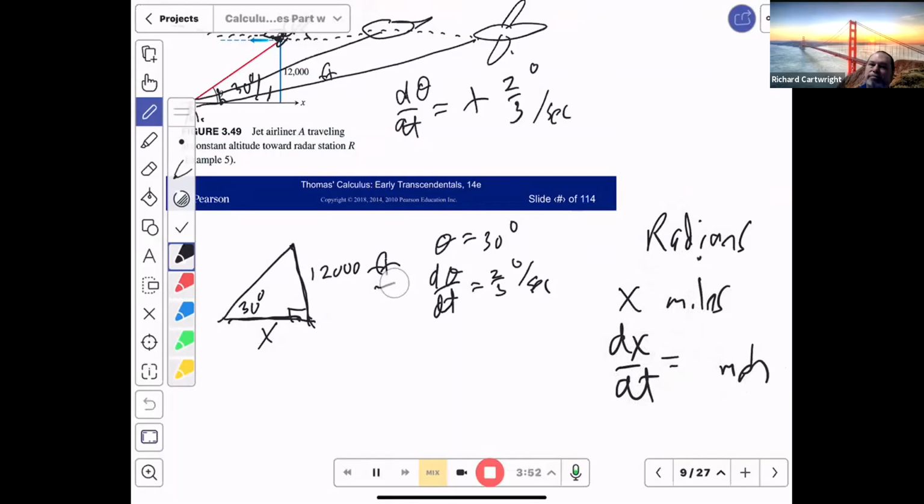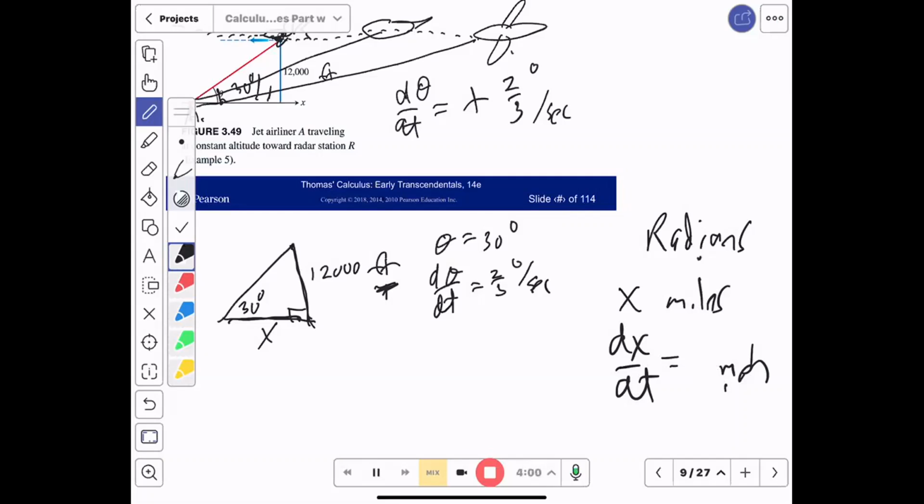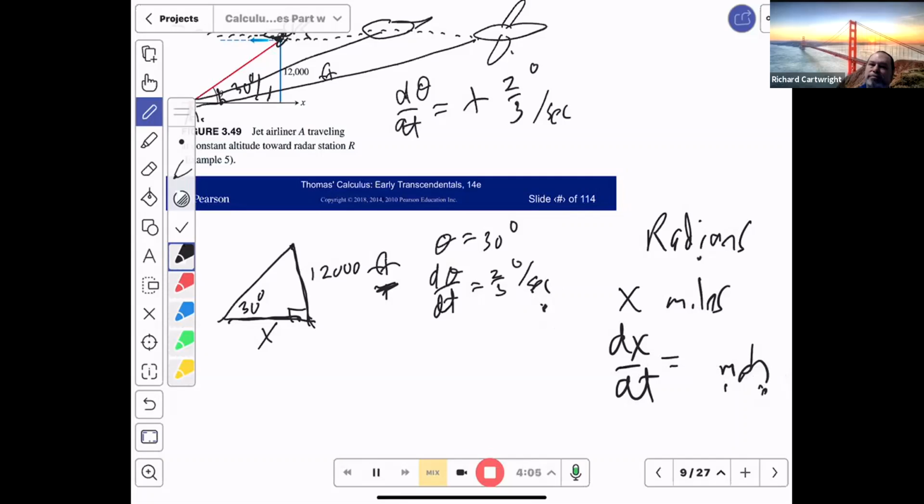Notice my height is in feet. This is what makes this problem hard. I don't want feet, I want miles. I don't want seconds, I want hours. I don't want degrees, I want radians to do the calculus on. So there's a whole bunch of conversions going on here. But I'm going to try to do it simpler than I did in 2A.